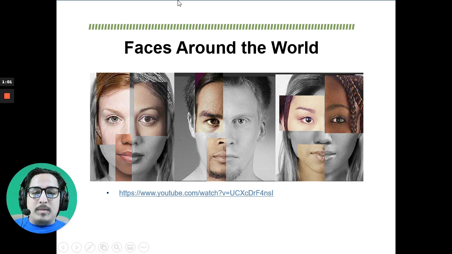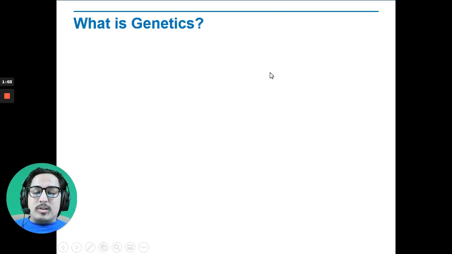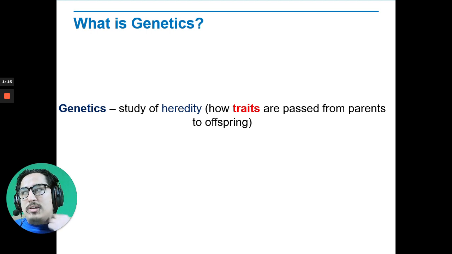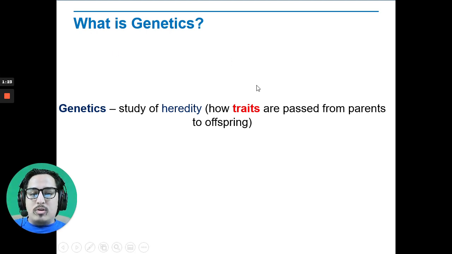So first of all, what is genetics? Genetics is the study of heredity, which means how traits are passed from parents to offspring. So go ahead and copy that word. Genetics is what we use to study how the babies are going to look, or why we look the way we look.